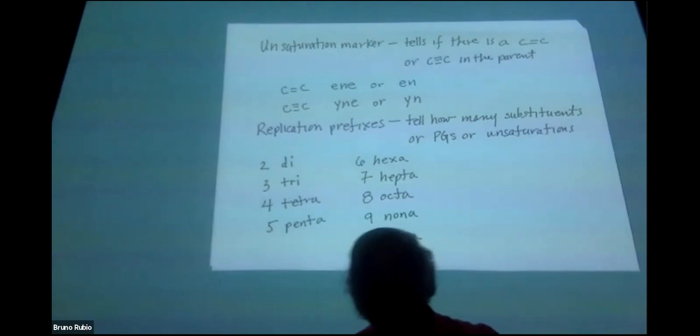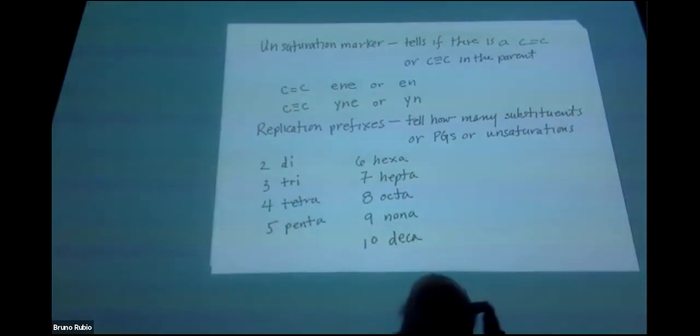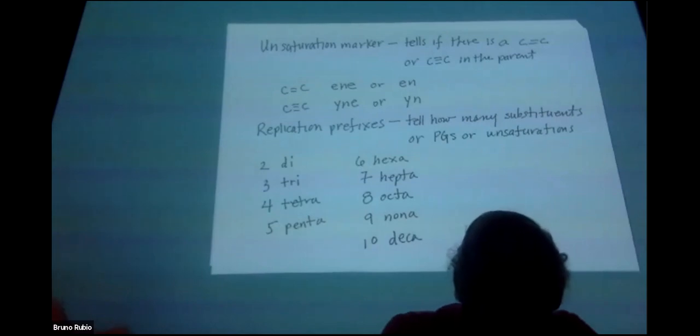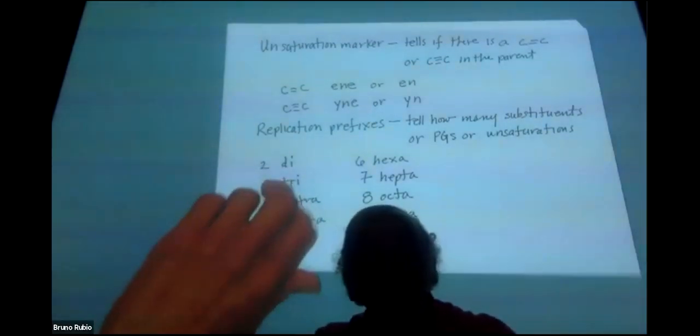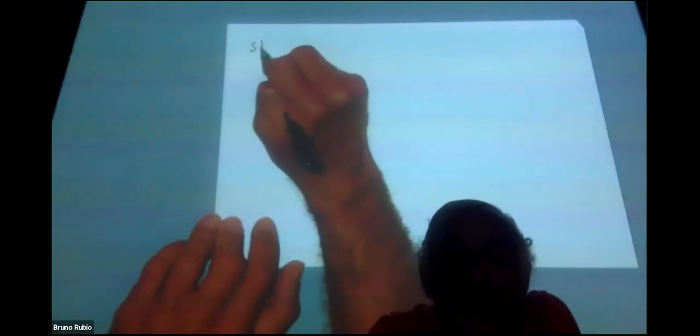And we could go on, right? We could go on for 11, 12, 13, however many, but let's just stop here at 10. So this is telling you how many substituents or how many priority groups or how many unsaturation markers there are. Okay, so now I think finally and at last we're ready to start drawing some structures from some names. So here's the step-by-step.